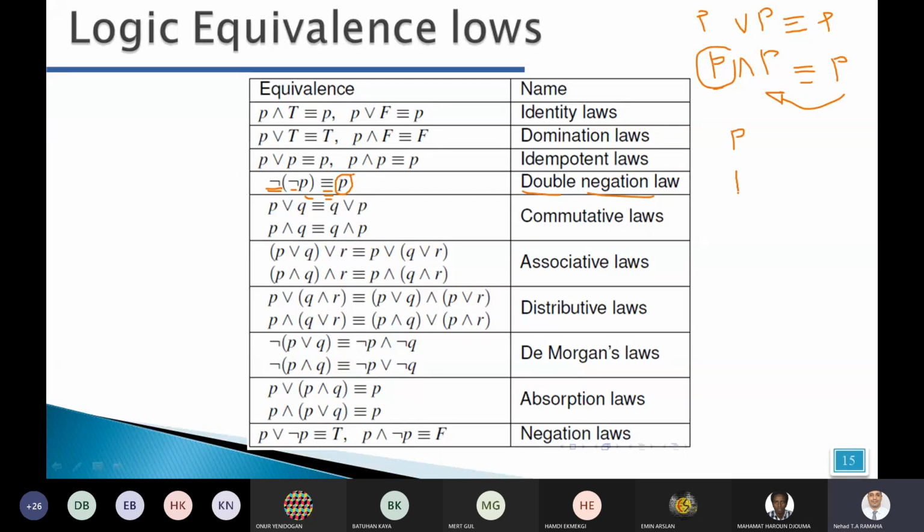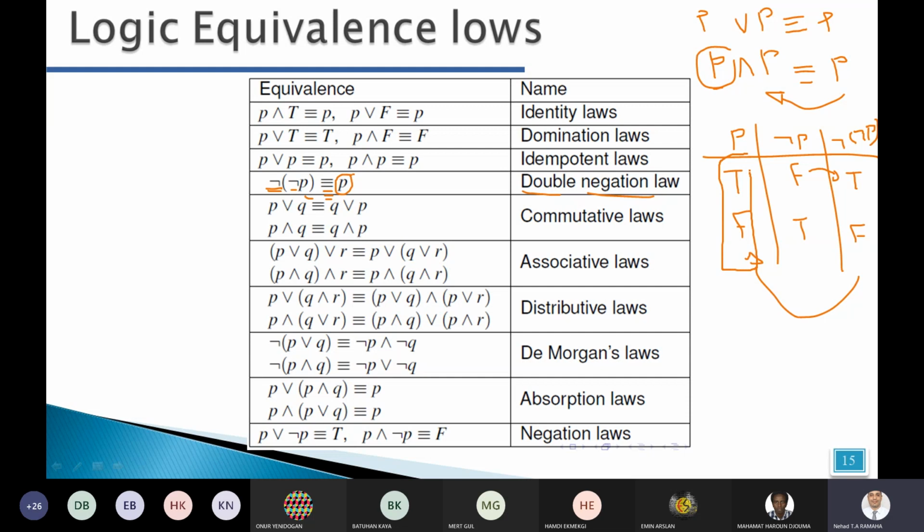It's simple to prove. If we have P, we have the possibilities true and false. Not P will be false, true. Another time, not P, the result here: false becomes true, true becomes false, then it's P again. It's logically equivalent.